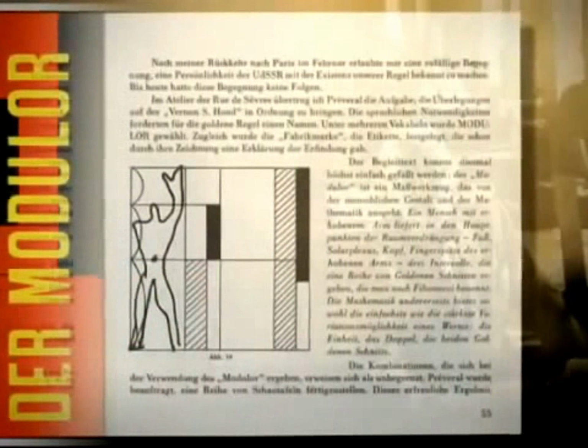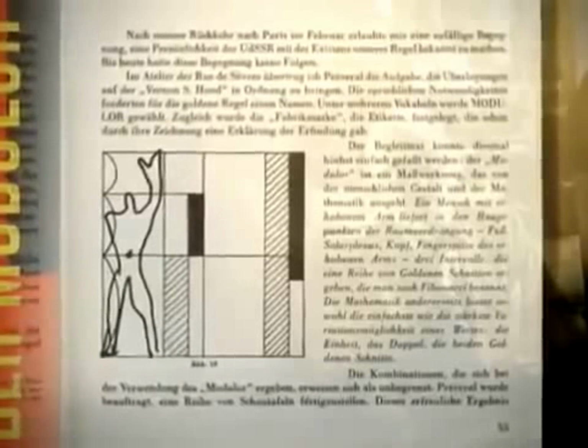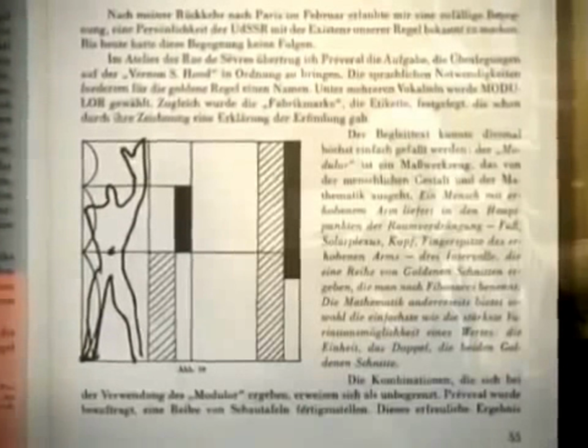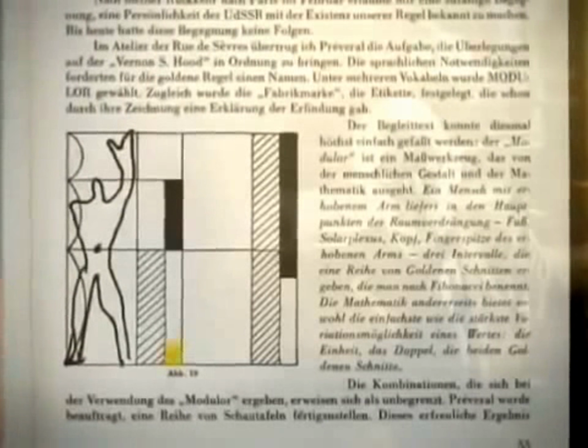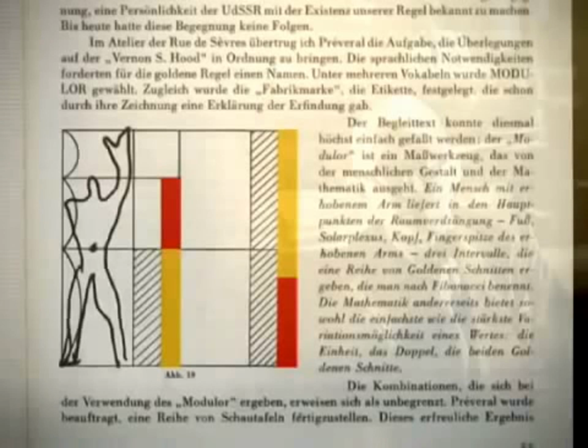"A person with a raised arm provides in the main points where space is displaced: foot, solar plexus, head, fingertips of the raised arm, 3 intervals, which result in a series of golden sections named after Fibonacci."